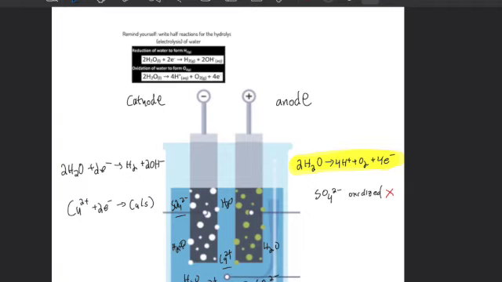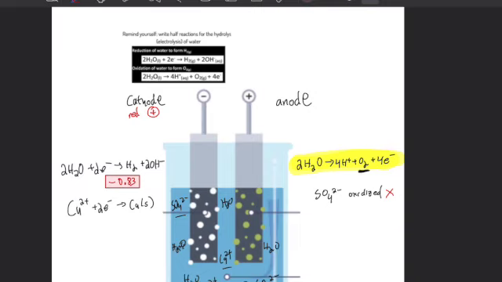So in terms of who wins between water and SO42 minus, water wins, and so oxygen should be evolved at the anode. All right, looking at the cathode, who should win? Well, cathode, reduction, and remember I'm looking for the more positive electrode potential to be reduced. So when I look at the reduction of water, it is still negative 0.83. And even though I have 2 electrons here, I do not scale for number of electrons.